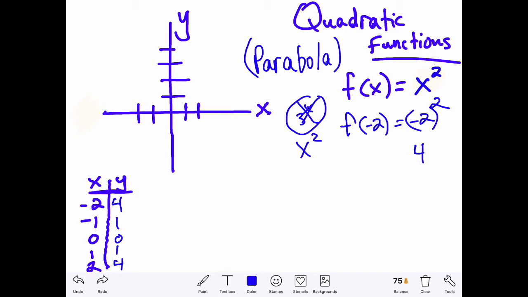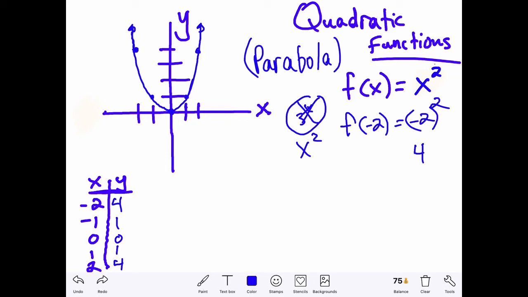So if I were to graph this shape, I want to plot these points: -2, 4; -1, 1; 0, 0; 1, 1; and 2, 4. And then I want to draw my shape. Now it's a U shape and not a V shape, okay? So that would be the shape of a parabola, f of x equals x squared.